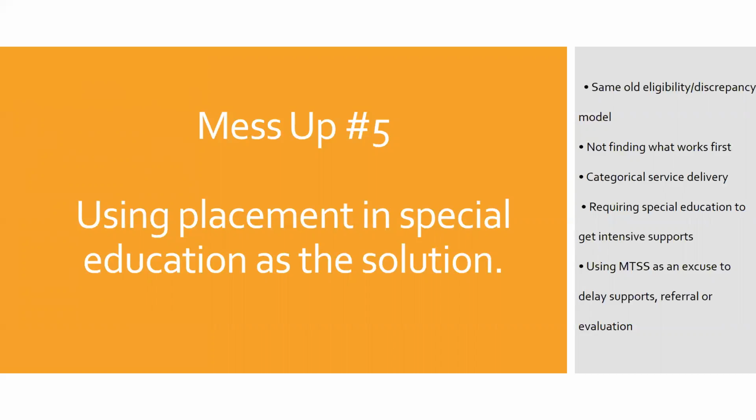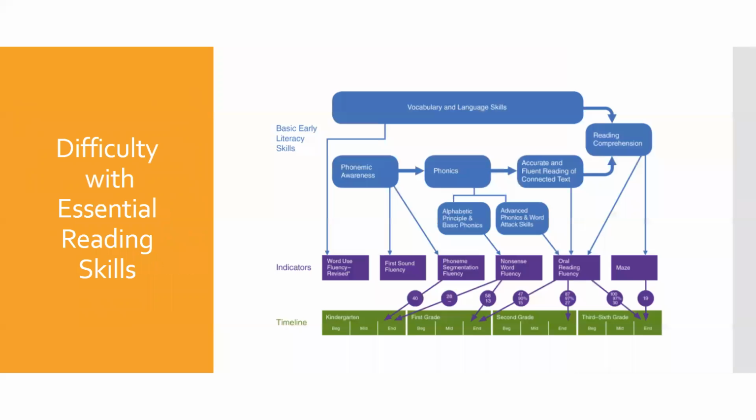We want to make sure that we are progress monitoring along the way, like I explained, to find out what works first, and making sure that we're using that multi-tiered systems of support along the way to change our intervention if we're not seeing the rate of improvement where we want it to be.